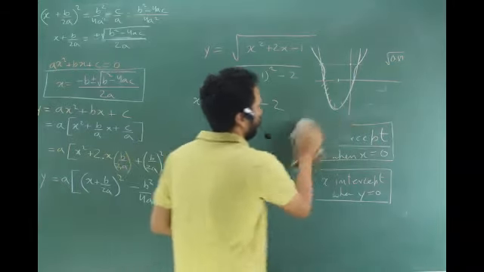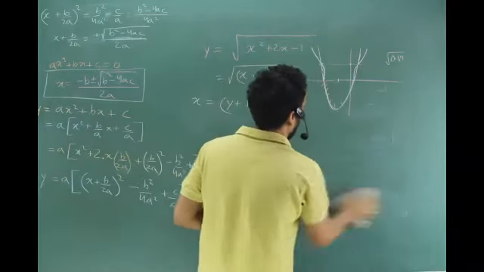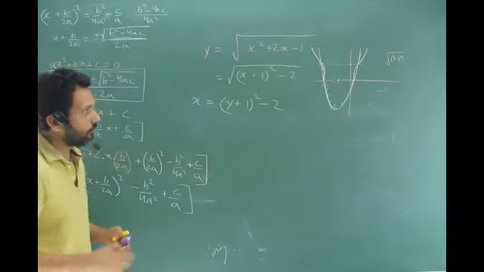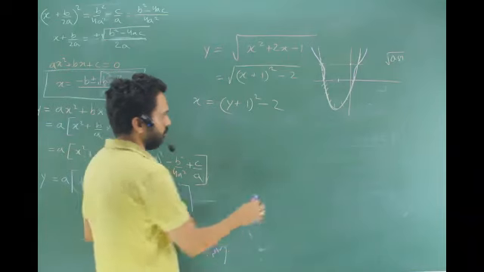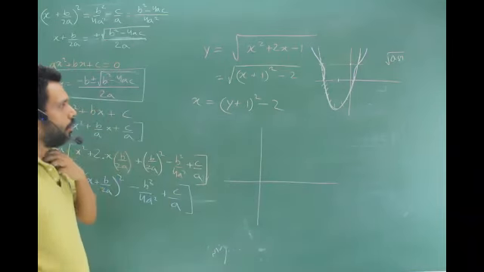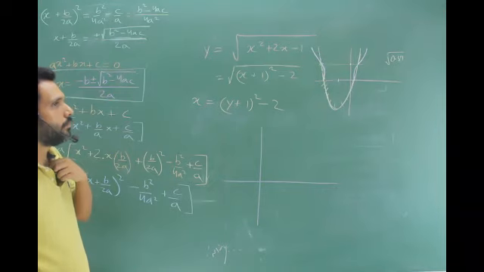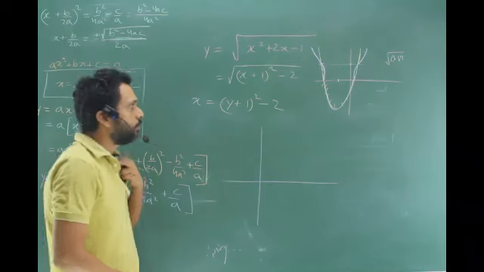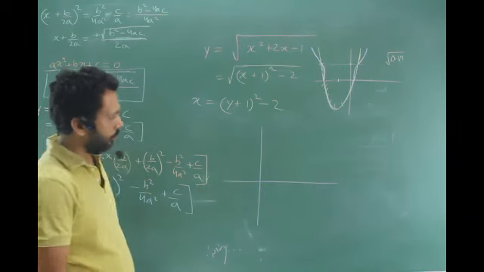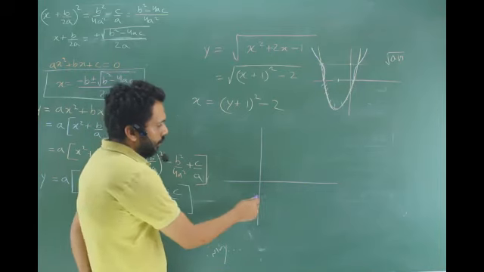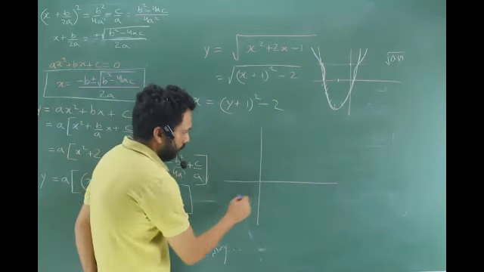So the graph, we rotate it. The mouth is open towards the right side. Then it moves up by 1 from the original graph. Up by 1 or down by 1? Up by 1 or down by 1? Up. Sir, up by 1.